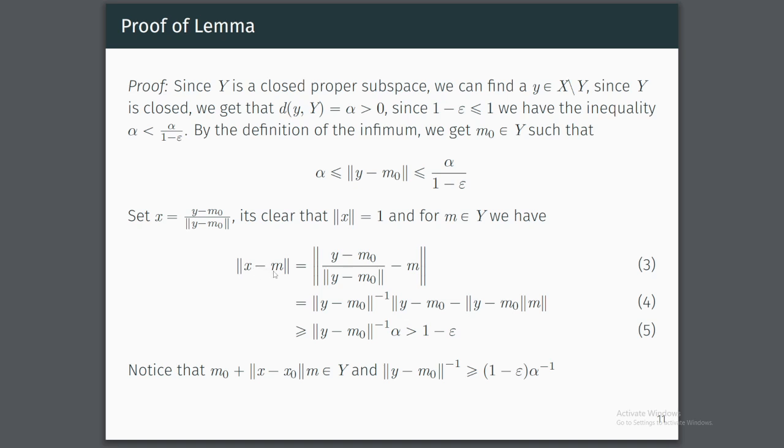Notice that x minus m is just y minus m0 over the norm of y minus m0. We just take (y minus m0) inverse in common, essentially, right? So we remove it from here, and that's why we need to multiply by it here, okay? So that we are left with y minus m0 minus the norm of y minus m0 times m. So this is a very simple trick that you can use, which is that you're just multiplying by y minus m0 times (y minus m0) inverse. I'm sure you've seen that a million times already.